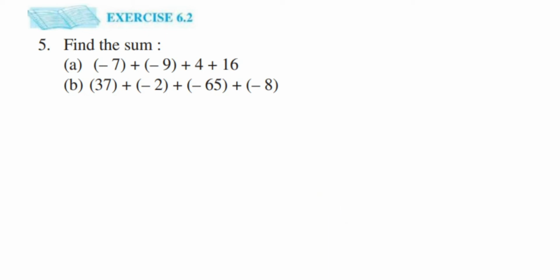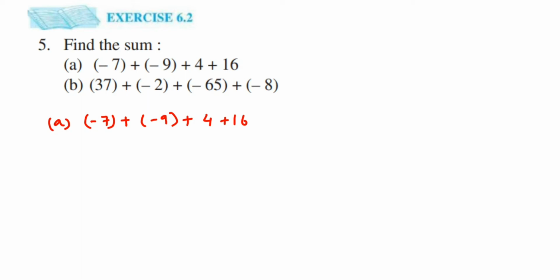So the first one we have here is minus 7 plus minus 9 plus 4, you can just avoid the bracket, and then plus 16. Now you don't have to do this in a single step, or you can do it in a single step depending upon how many marks they're asking. You just select the number of steps here.